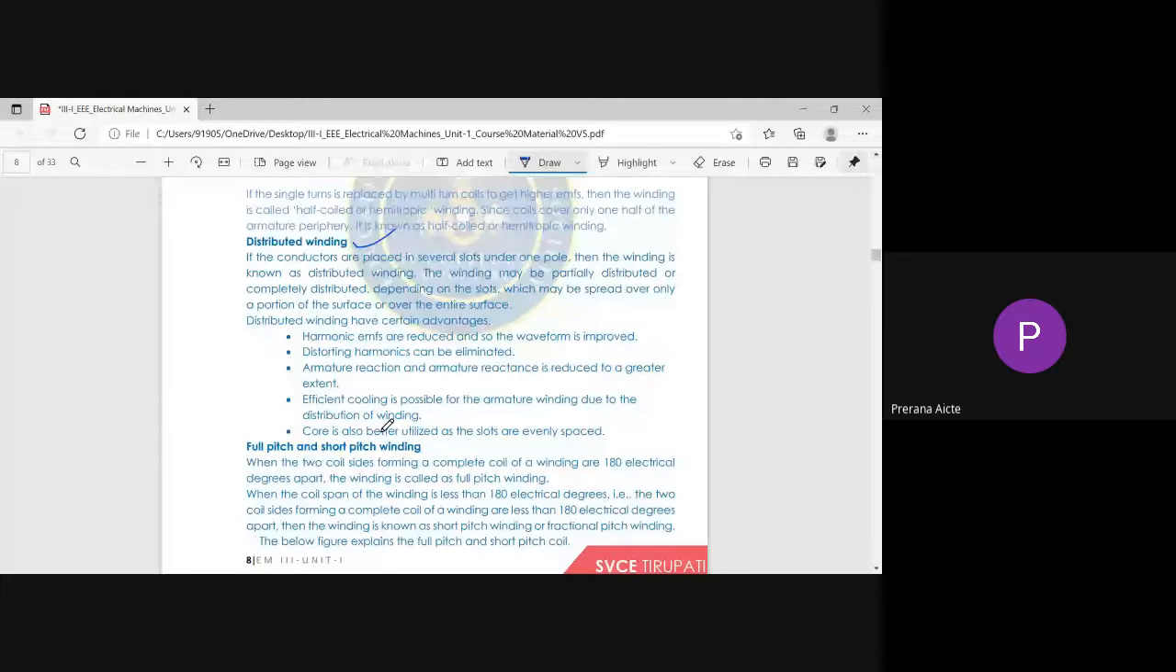Generally, what is meant by full pitched winding and short pitched winding? Full pitch is 180 degrees.